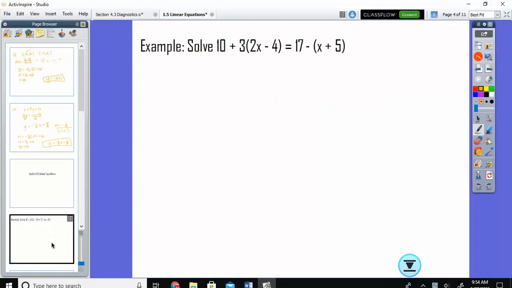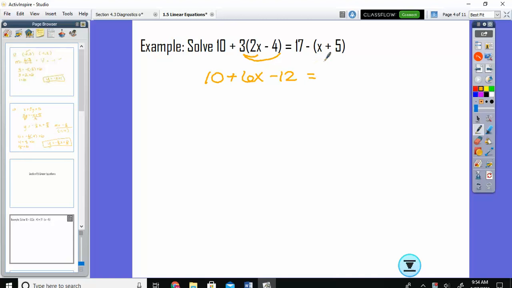I asked you to solve this equation. What would be the first step? Distribute. Okay, so we have a 10 plus, I have to distribute my 3 in this parentheses. So 3 times 2x would be a 6x. 3 times -4 is -12.